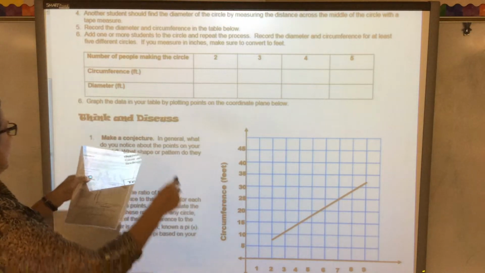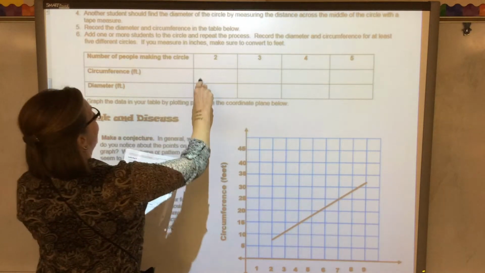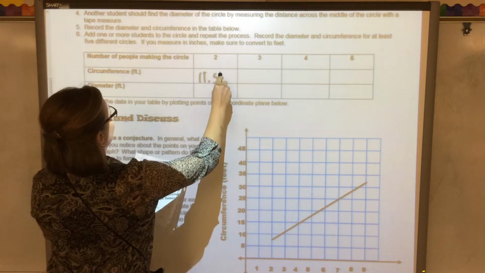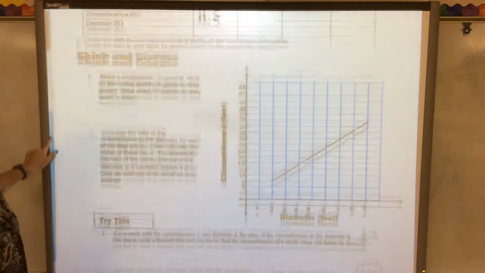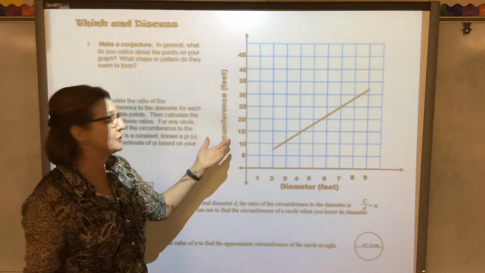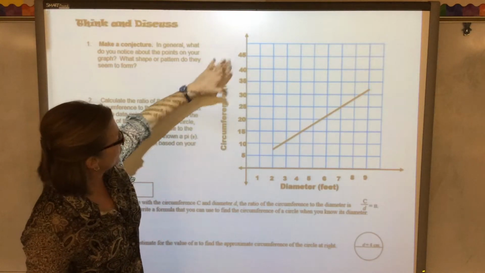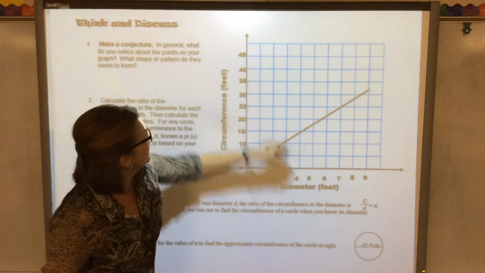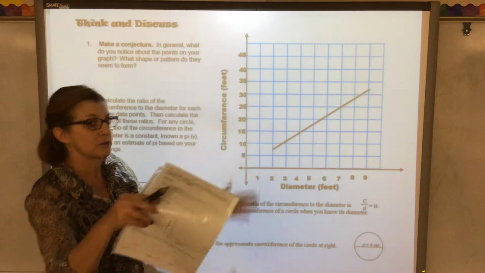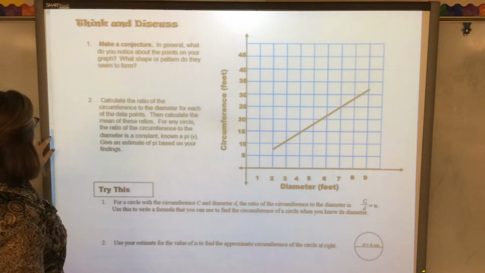So we're going to look at 2 people with an arm span, and I'm using feet, 11.5 feet. I'm keeping it the same. I told you you guys could use centimeters or inches. So if you did that, you'll have to change your label here from feet, and then you'll have to change your numbers so that your statistics will fit in the interval.